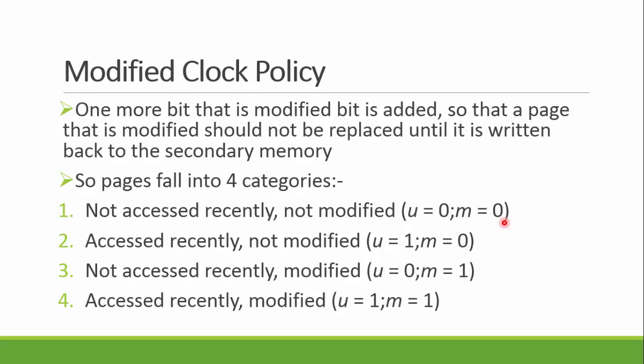So now there is another bit added, that is the m bit, which is the modified bit. This use bit and modified bit together make 4 categories. That is, not accessed recently and not modified, both 0. Accessed recently, that is use bit 1, and not modified, that is 0. Not accessed, modified, 0 and 1. Accessed, modified, 1 and 1.